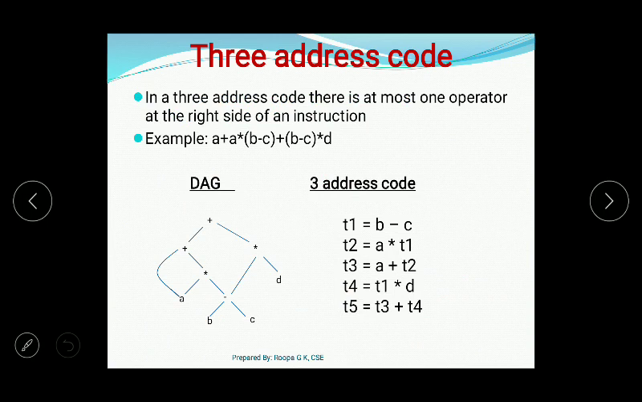Now coming to three address code. Let me explain this three address code in the next video.